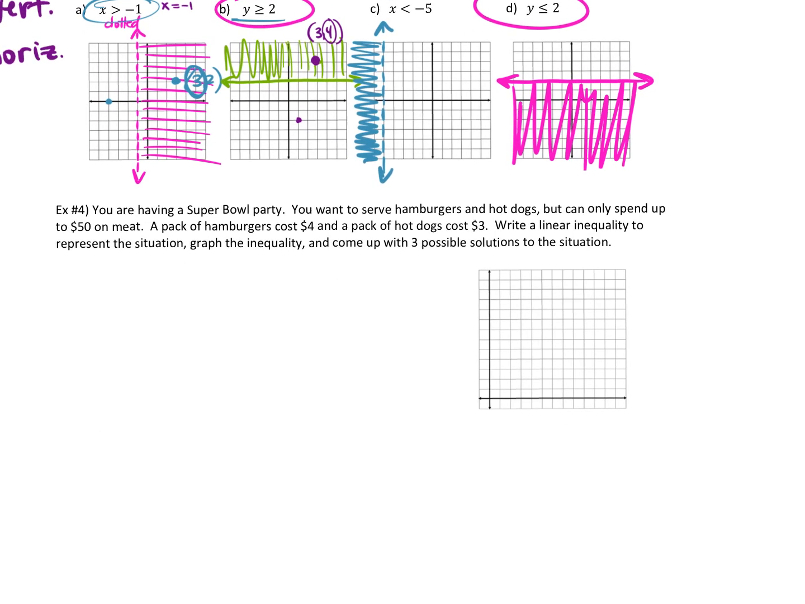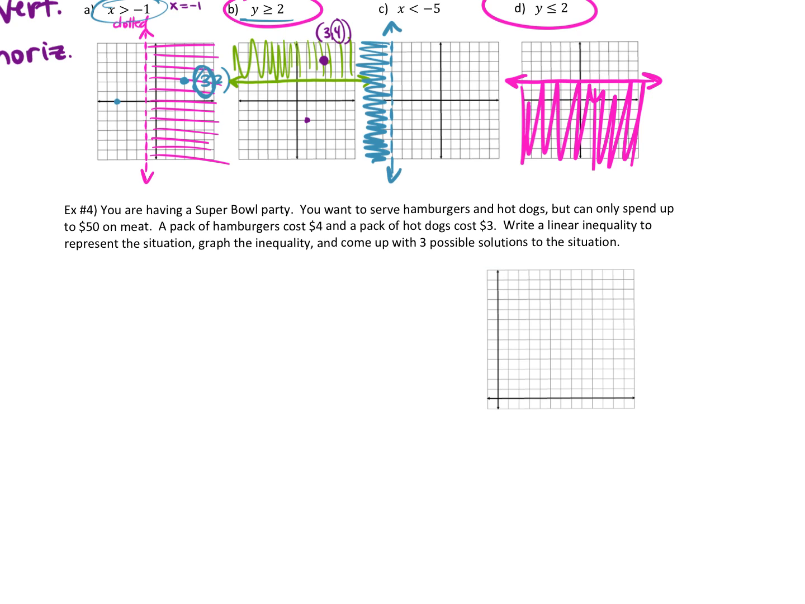All right, last thing. This one is a little not exact, if you will. It says you're having a Super Bowl party and you want to serve hamburgers and hot dogs, but can only spend up to $50. Not exactly $50. Up to $50. So you could spend 50, but you could spend 49 or 48 or 47, right? Anything $50 or less. A pack of hamburgers costs $4. A pack of hot dogs costs $3. Write a linear inequality to represent the situation, graph it, and then find 3 possible solutions, okay?